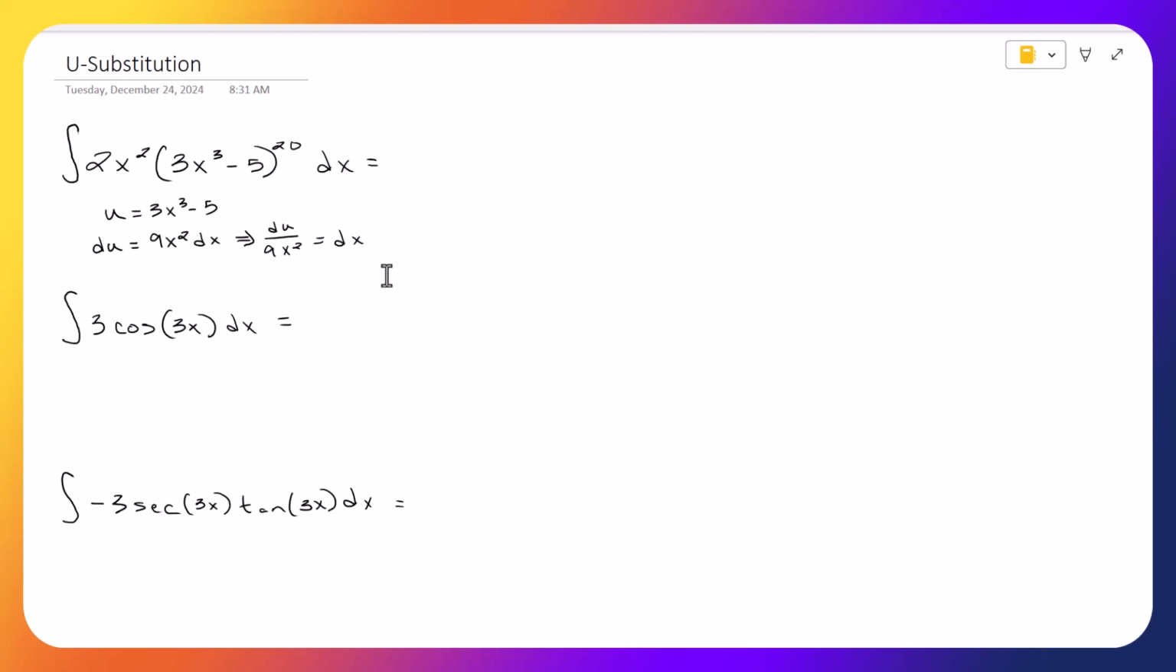And now let's substitute all this stuff in. I'll write it in the proper order and then we'll rearrange the order. So this 2x squared is going to stay there. Then we have this 3x cubed minus 5. I'm going to replace that with a u. So we get u to the 20th, because we solve this power of 20, and then dx is going to become du over 9x squared.